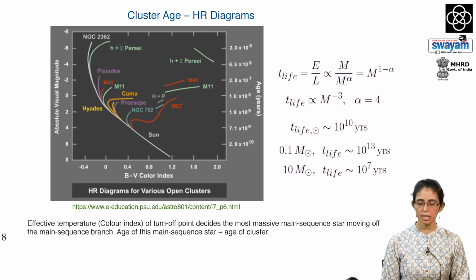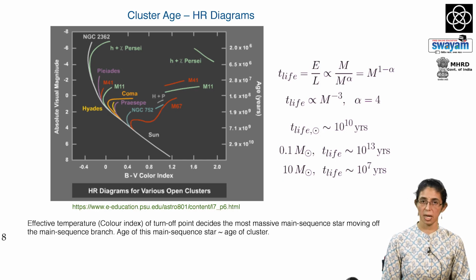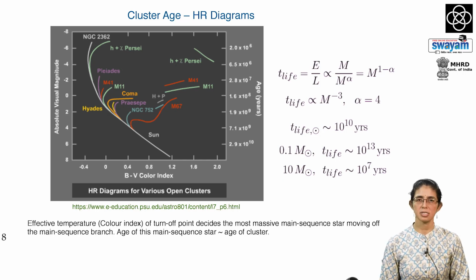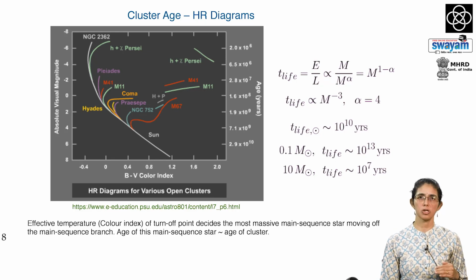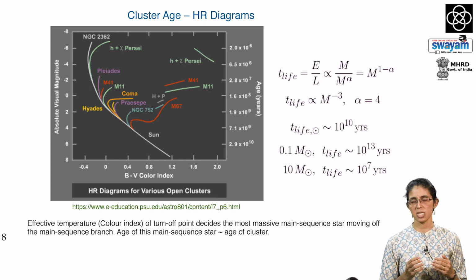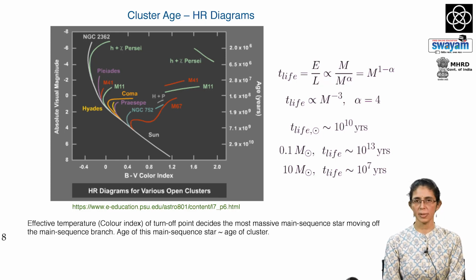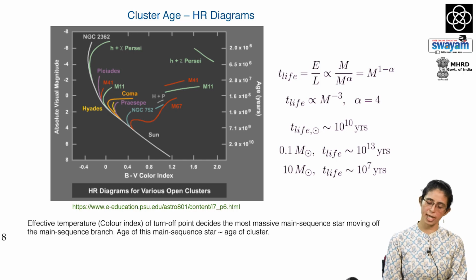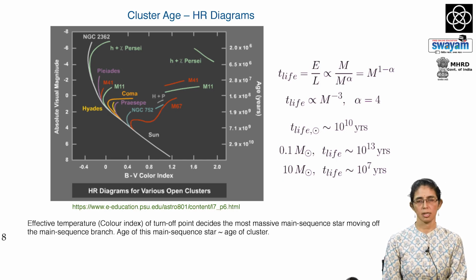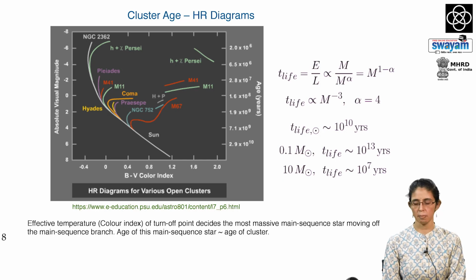One can have a scaling relation of the main sequence lifetime to the mass of the star. Main sequence lifetime is given by the energy in the system divided by the luminosity. That will tell you how long the main sequence star would live. Now, this energy in the main sequence star is because of production from nuclear processes. So, the energy is directly proportional to mass, and therefore, E by L is proportional to m power 1 minus alpha. Alpha here represents the mass luminosity relation, and the most commonly used value of alpha is 4, and therefore, the lifetime of the main sequence star goes as 1 by m cube.